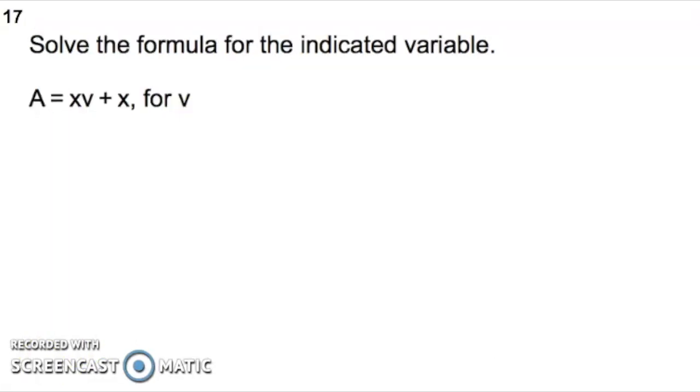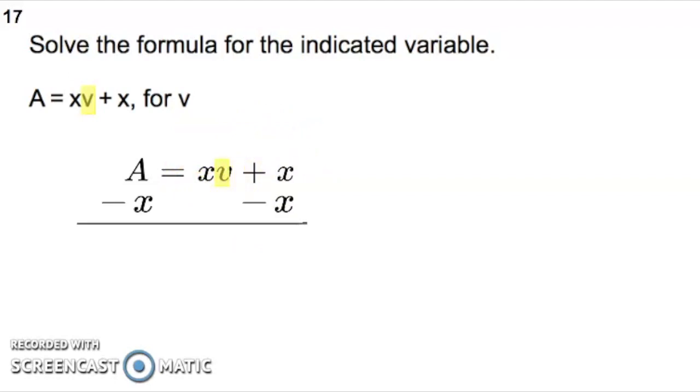Number 17, we have a equals xv plus x, and you're solving for v. So we start by highlighting the v. Next, we have to move everything away from this term to get the v by itself. So we start by moving this x. Since it's being added, we do the opposite, which is subtraction. So we subtract x on both sides. So we'll get a minus x equals xv.